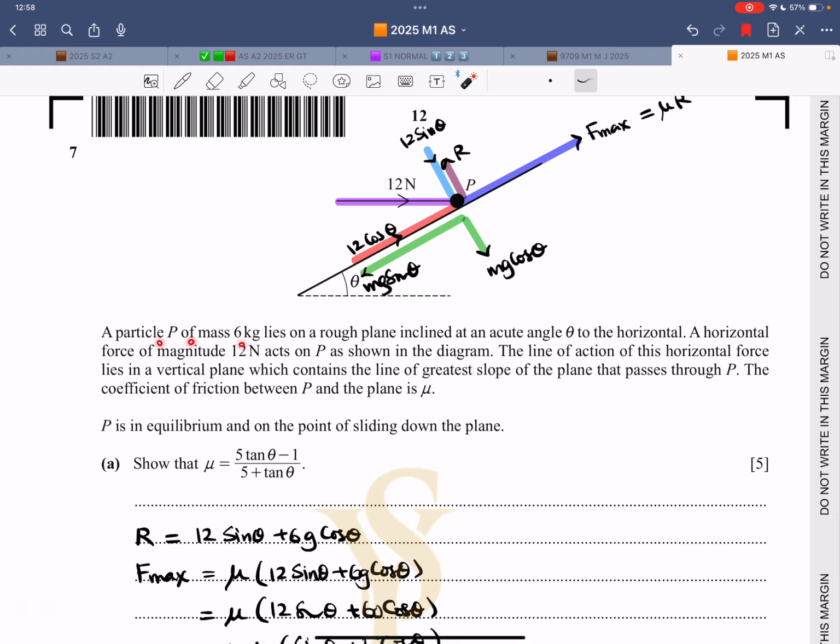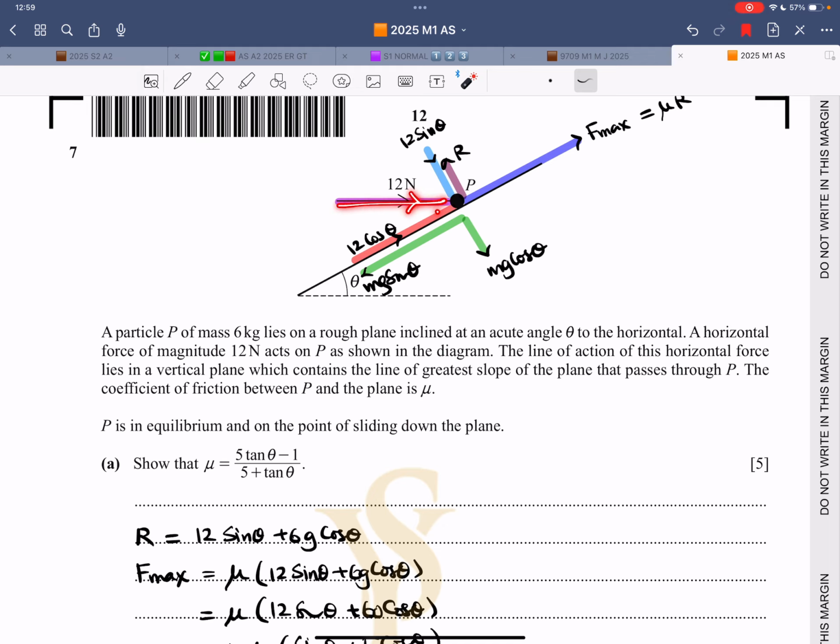A particle P of mass 6 kg lies on a rough plane. So that is 6 kg on a rough plane. Acute angle theta. Horizontal force of magnitude 12 Newton. Horizontal force that needs to be resolved along the plane and perpendicular to the plane. This is the adjacent. Adjacent is associated with cos. So this is 12 cos theta based upon this. Why is this theta? Because of alternate angle. This has to be 12 sine theta.